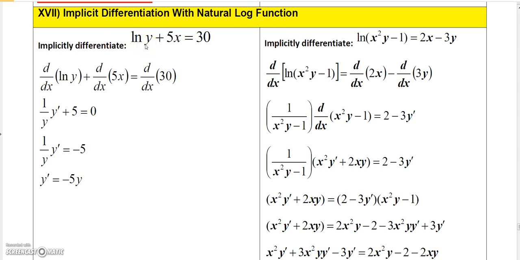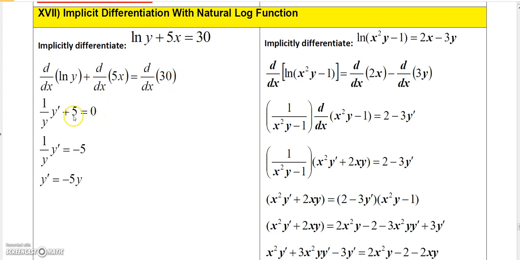You know that if you take the derivative of the natural log of u, you're going to get 1 over u times u prime. Well, since this is y, when I take the derivative of the natural log of y, I'm going to get 1 over y times y prime. And then when I take the derivative of 5x, it's going to just give me 5, and the derivative of the constant 30 is just going to give me 0.